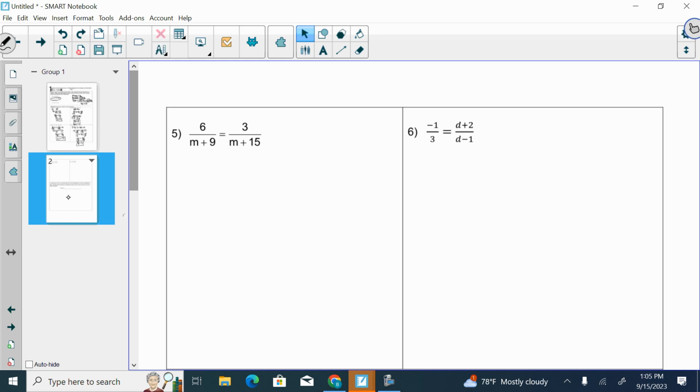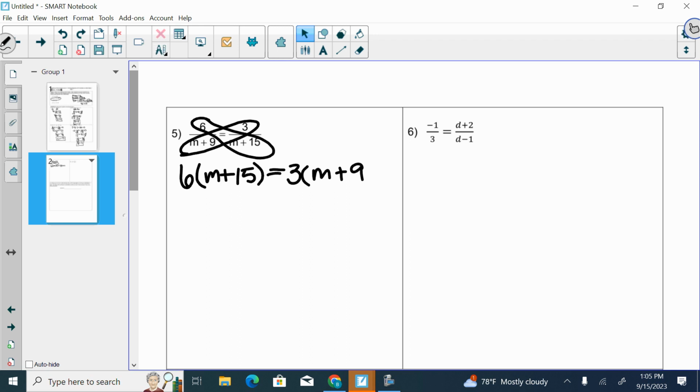All right. Remember, when we have these fractions, we do what? Cross multiply. Very good. So when I multiply this direction, I'm going to have 6 times what? 15. Good. Is equal to 3 times n plus. Very good. So now we've got those parentheses on both sides. And how do we do that? Distribute. Good. So 6 times m would be 6m. And 6 times 15?